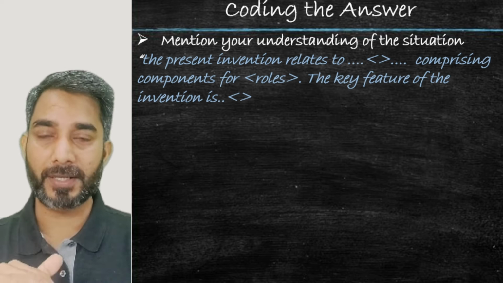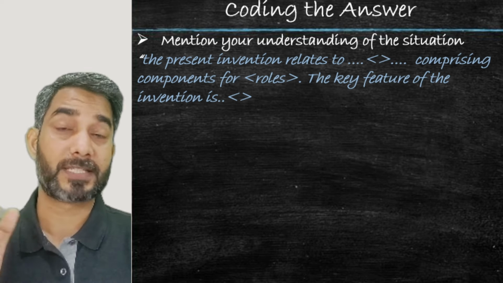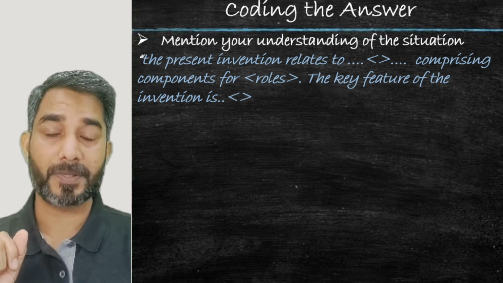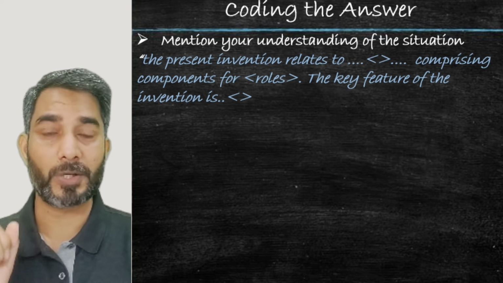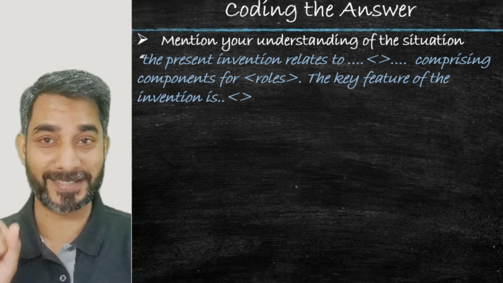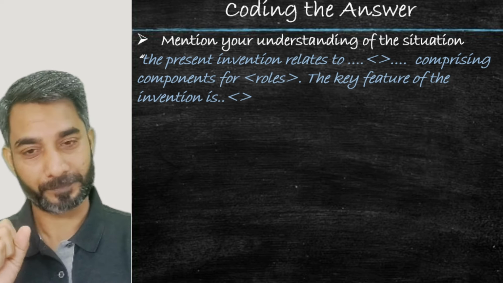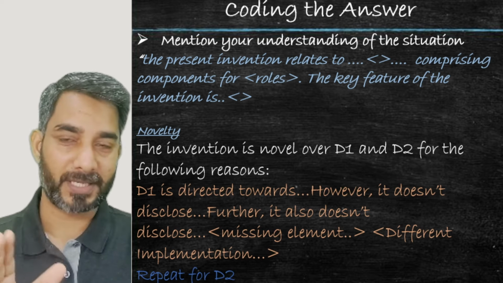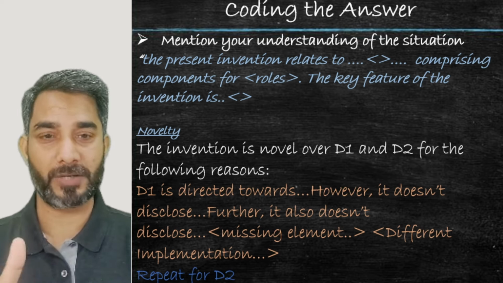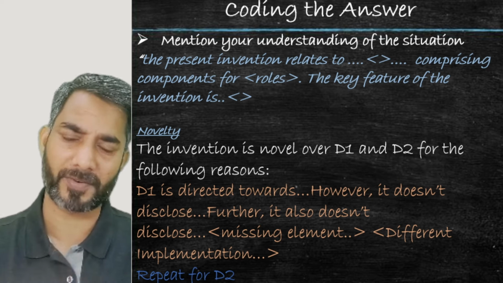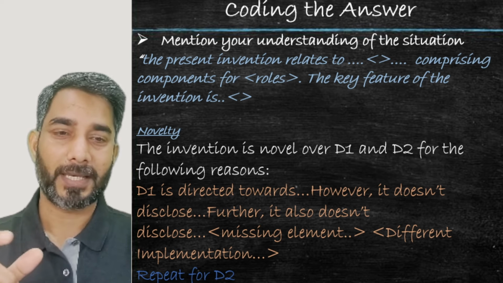And once you have done it, we go with establishing the patentability. Now, how do we do it? The first step is to determine the novelty of your invention. Your invention has to be novel. It has to be a new invention, isn't it? So how do we do it? The way we do it is we write a statement saying that the invention is novel over D1 and D2. D1 and D2 are nothing but the two or many references that have been provided to you.